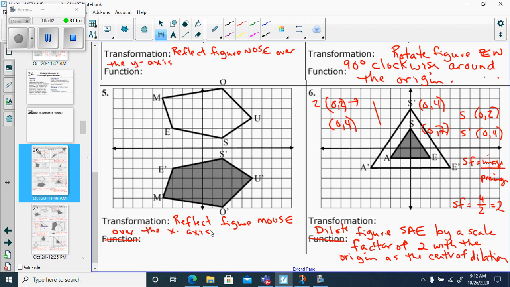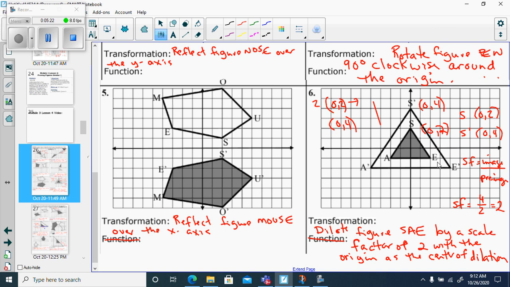So this would involve reflecting the figure over the x-axis, and that maps them on top of each other and proves they're congruent. But these two are not congruent. These are not the same size. They are the same shape, just not the same size.